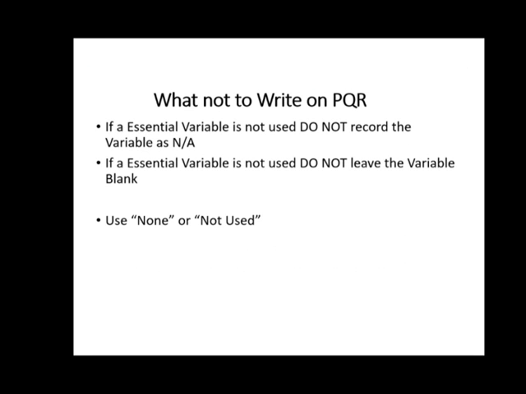What not to write on a PQR? If an essential variable is not used during the procedure qualification, do not record the variable as NA. Same thing goes if the essential variable is not used, do not leave the variable blank. Use none, not used, zero, whatever you need to tell the person that there was nothing done utilizing that variable. There are a lot of different ways you can get there, but none or not used are probably the two best and clearest forms. Don't use NA.